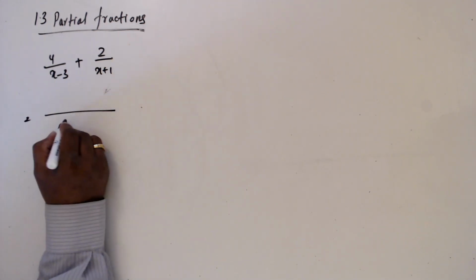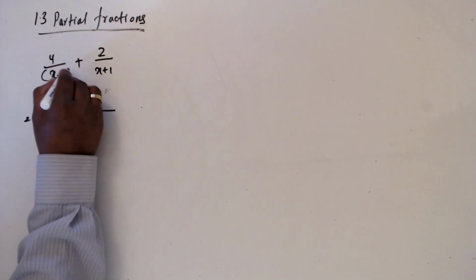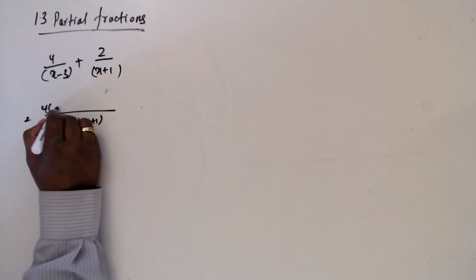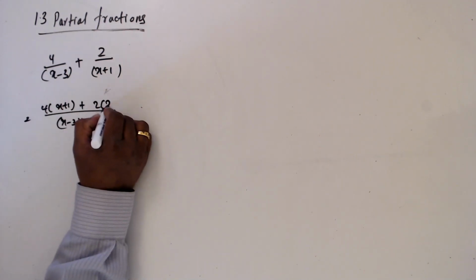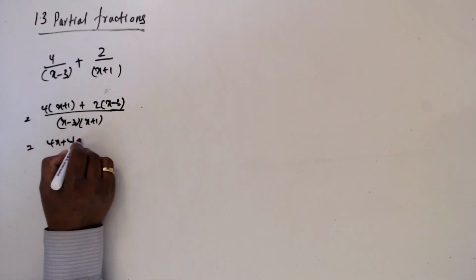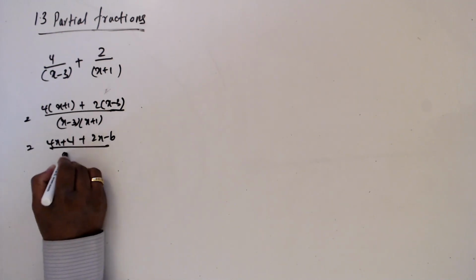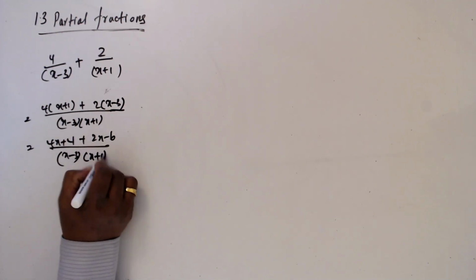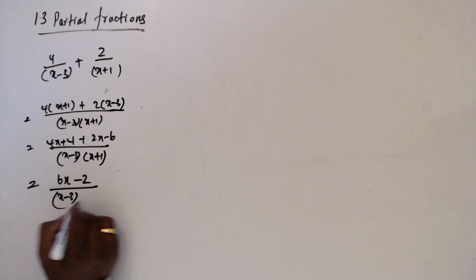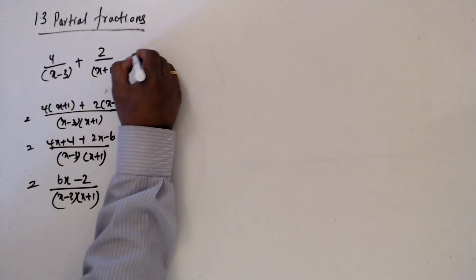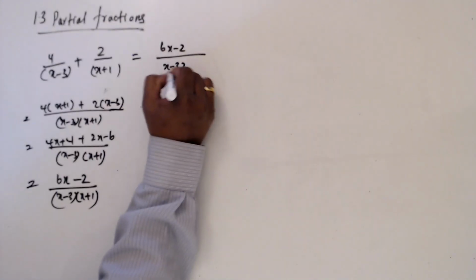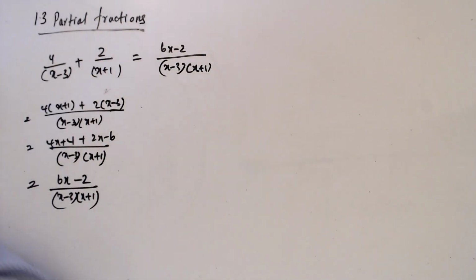So we already know the methods now. The common denominator is x minus 3 times x plus 1. So this is 4 times x plus 1 plus 2 times x minus 3. Now this is going to be 4x plus 4 plus 2x minus 6 over x minus 3, x plus 1. So this is 6x minus 2 over x minus 3, x plus 1. So when we simplify this one, we will get 6x minus 2 over x minus 3 and x plus 1.